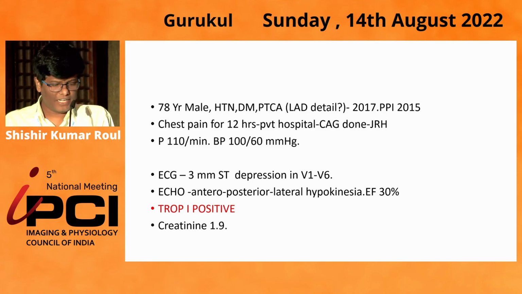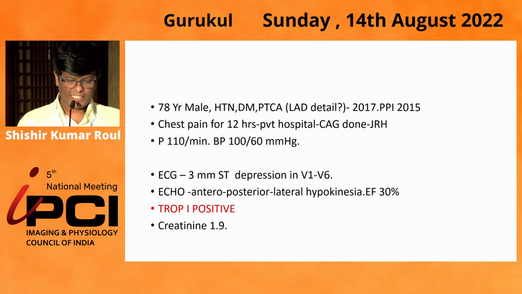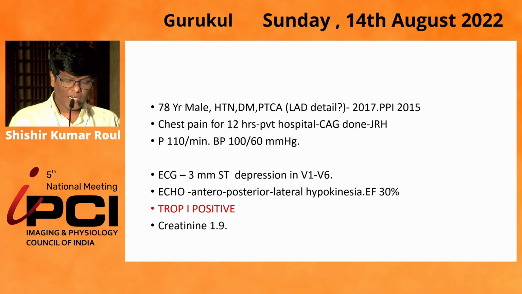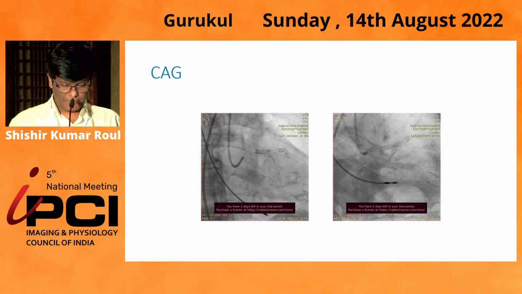He is a 78-year-old male, diabetic, hypertensive, had LAD stenting 3 years before, in 2017, and PCI in 2015. He came to me with ongoing chest pain in the form of STEMI. He was initially taken to a nearby hospital where angio was done, and the angio was sent to me. Vitals stable, ECG showed ST-T depression in anterior chest leads, echo showed antero-posterolateral hypokinesia with EF of 30%, troponin positive, KFT normal.